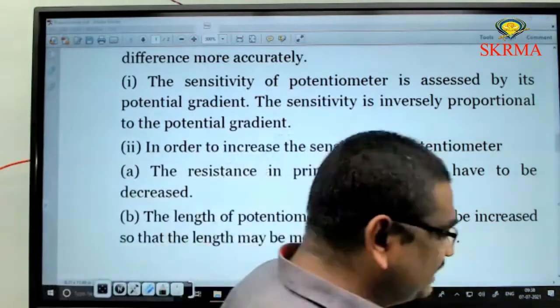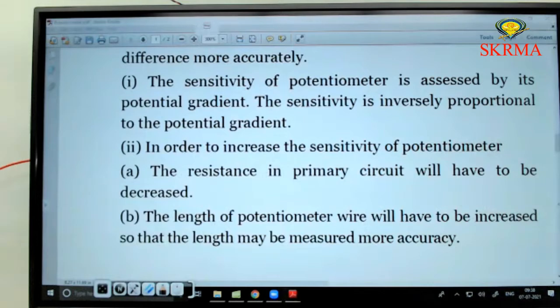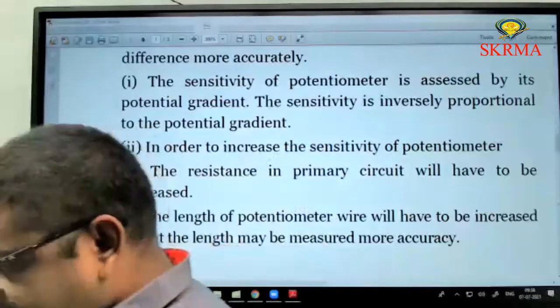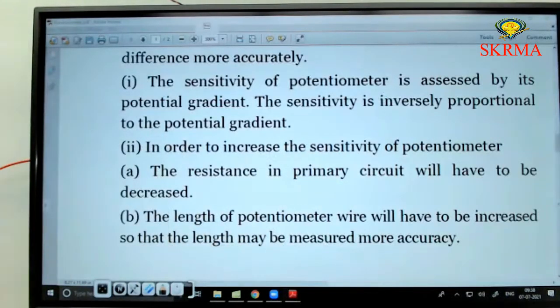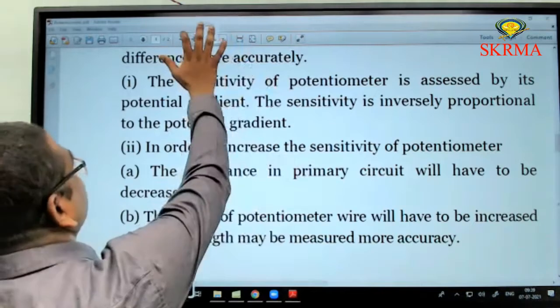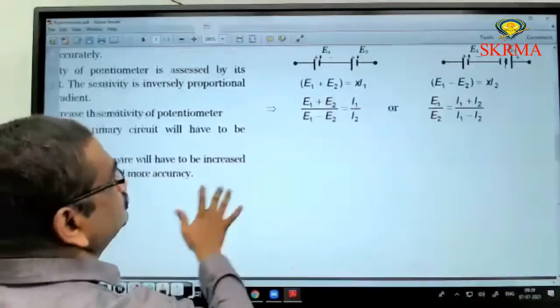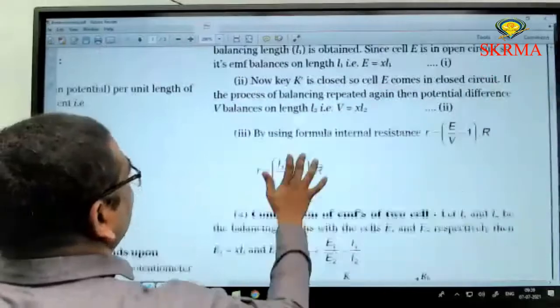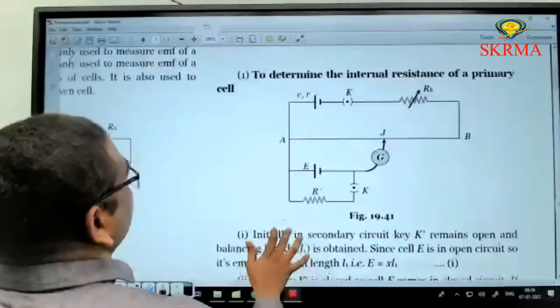So this is the theoretical concept. Then we can go through the formulas related to numericals. Is the theoretical concept clear? Next, how are you going to solve problems related to this potentiometer?